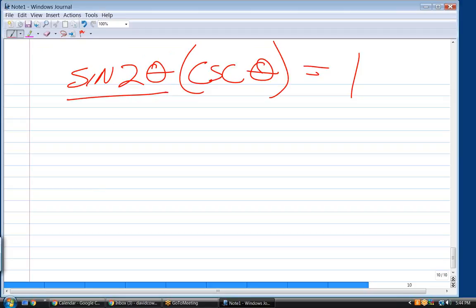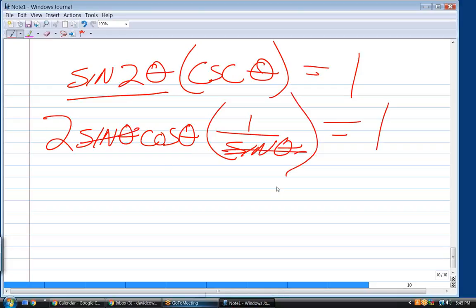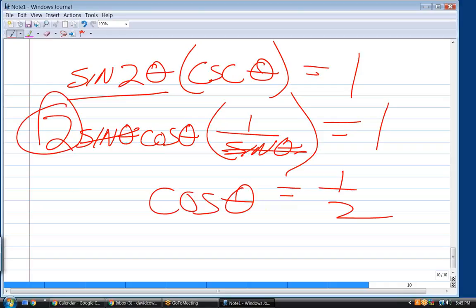So let's use the identity to convert that so that we only have theta. What's that identity? 2 times sine times cosine. Now, what's cosecant of theta equal to? 1 over sine. Now notice that everything is theta. And that cancels with that. So now we have 2 cosine theta equals 1. In other words, I still have this 2 that I have to divide everything by.